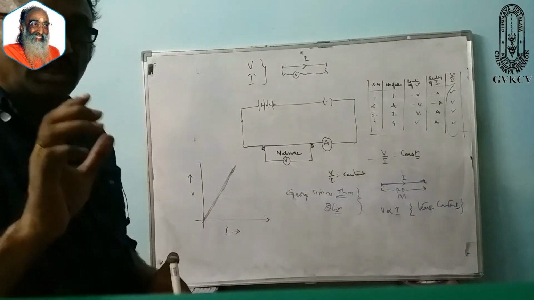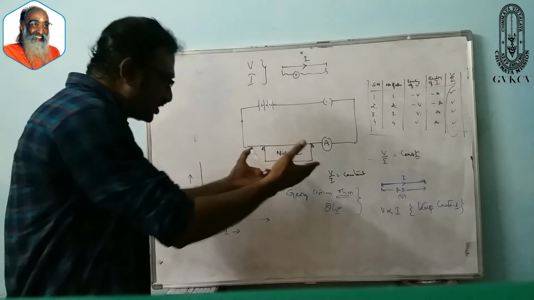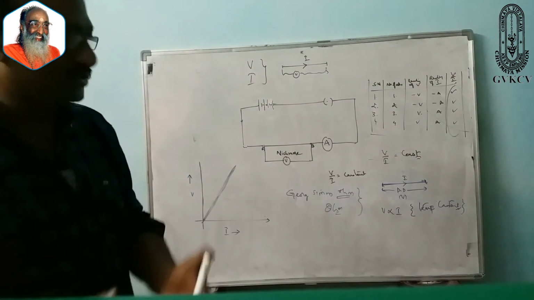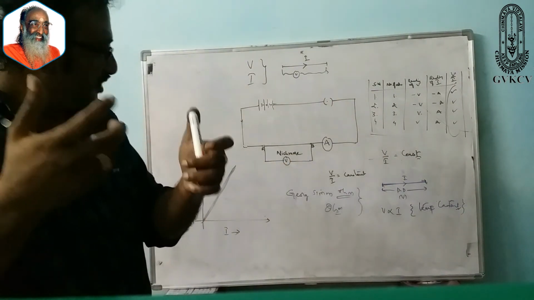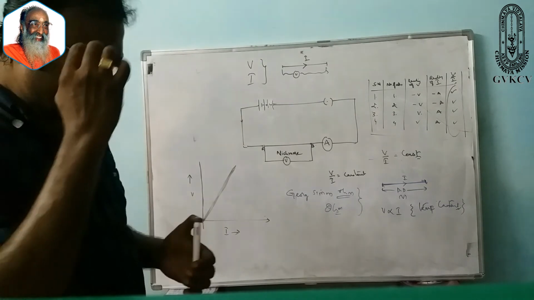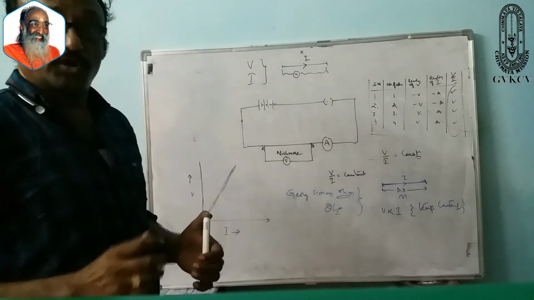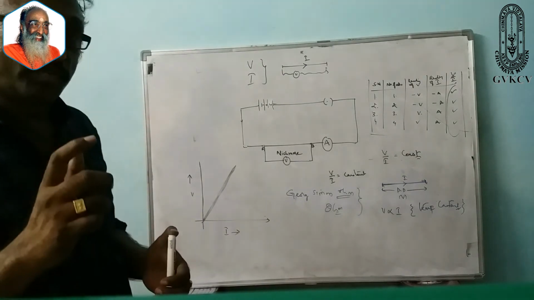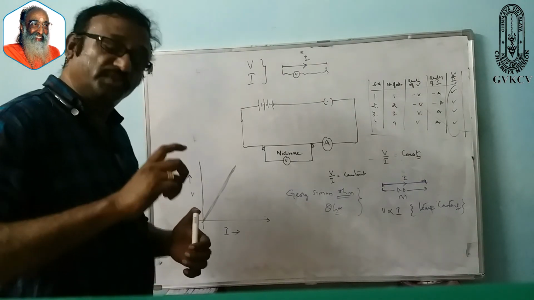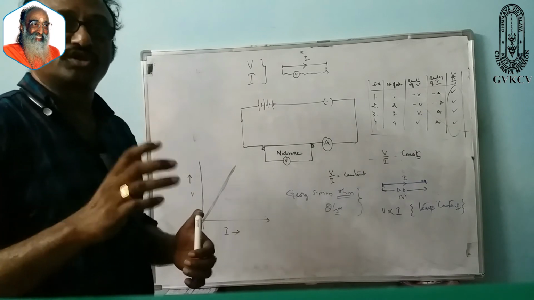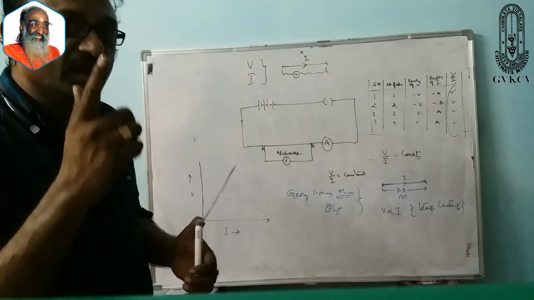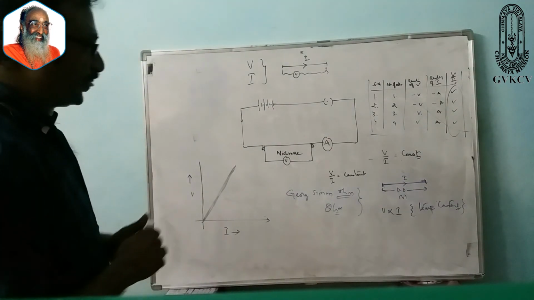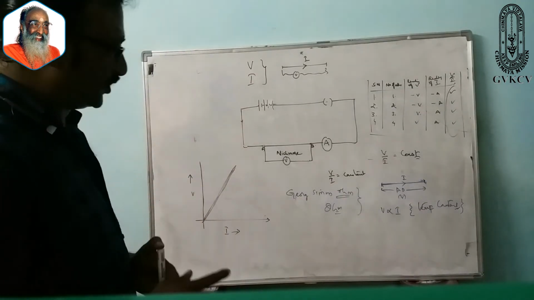So now what we observed, putting in the form of a sentence, gives you a statement: V proportional to I. In words: the current in the conductor is directly proportional to the potential difference applied across its ends when the temperature is constant. Okay, so don't forget that temperature constant.